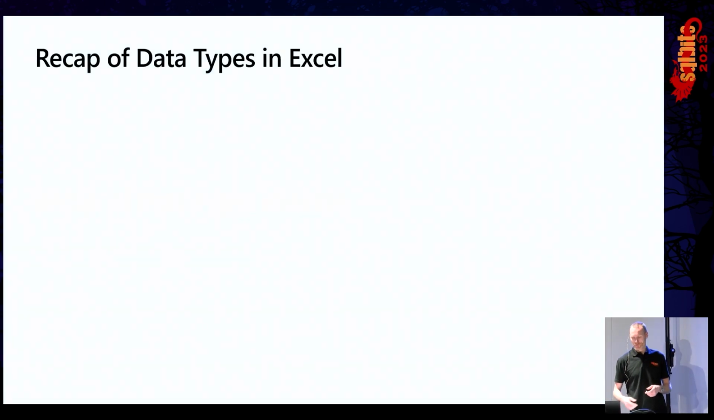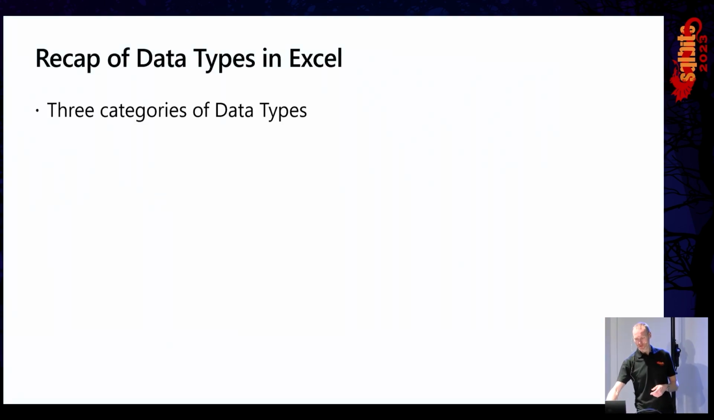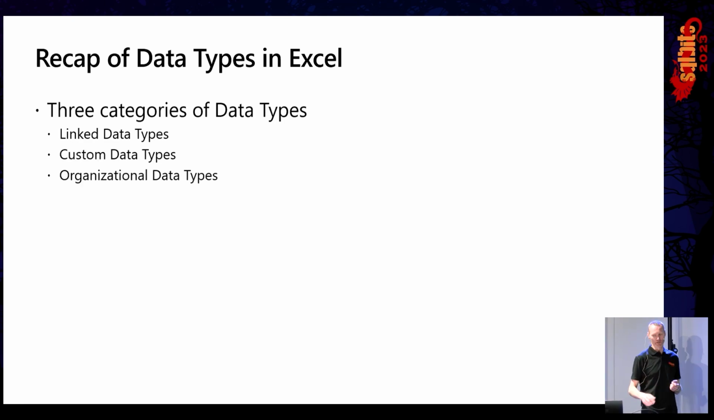So we have three categories of data types in Excel. We have what's called linked data types, custom data types, and organizational data types. The linked data types have been in Excel for 4 or 5 years. They were launched in 2018, and they are built into Excel. We have stocks, currency, and geography.